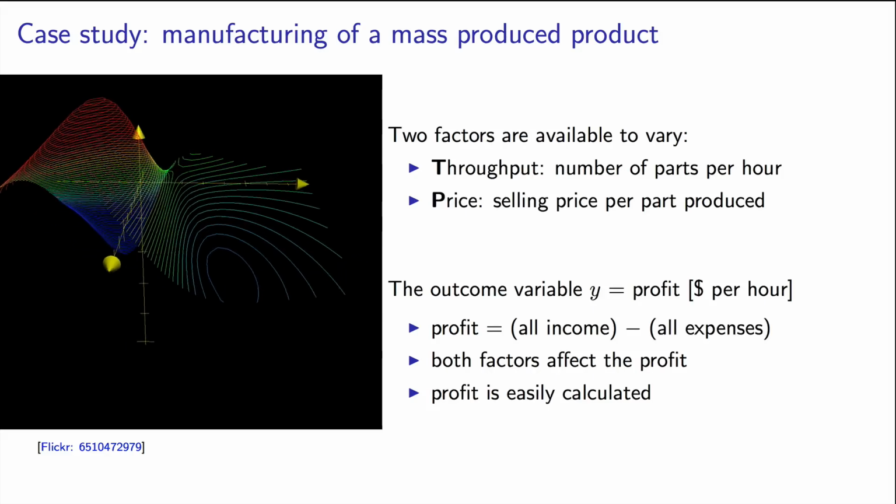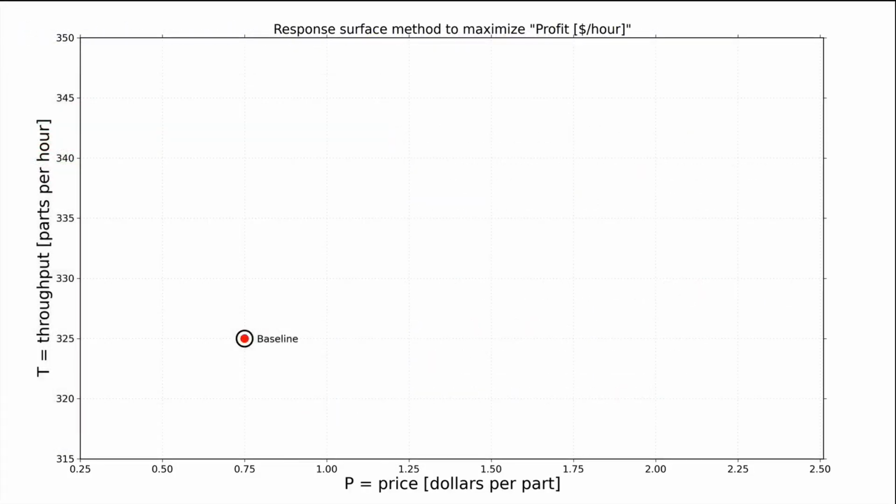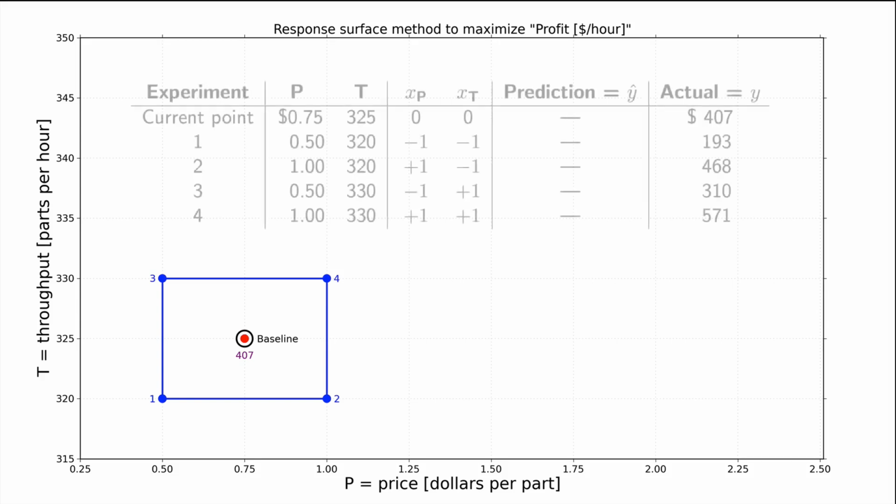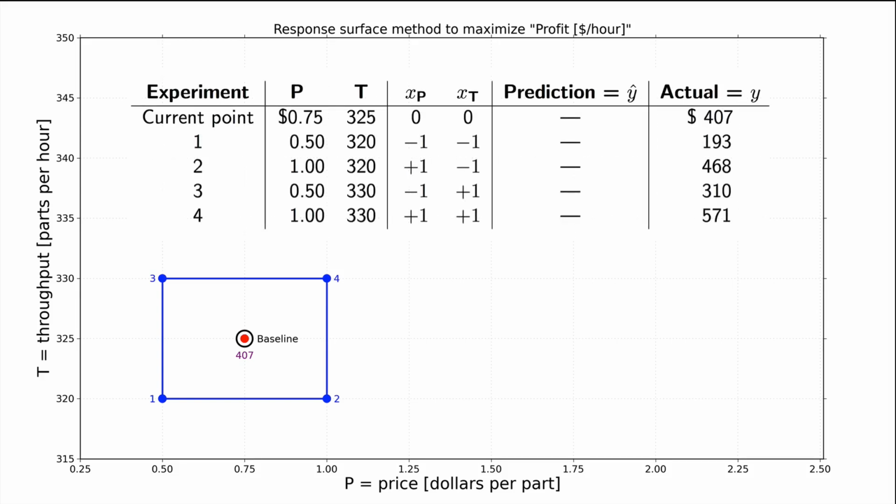So let's get going. Your company has been making parts for some time at a production throughput of 325 per hour and selling them for 75 cents per part. At these conditions, they make $407 per hour. Now let's run a full factorial around this baseline. We need to choose high levels and low levels for the factors. I'm going to pick these, 320 and 330 parts per hour for factor T, and 50 cents and $1 for the price P. How did I choose these?